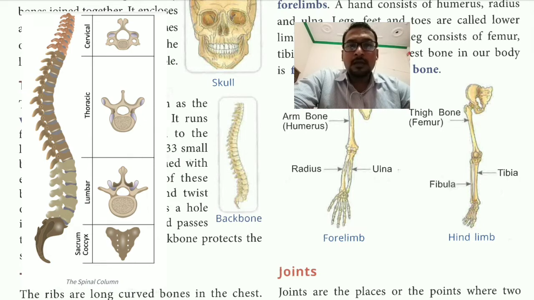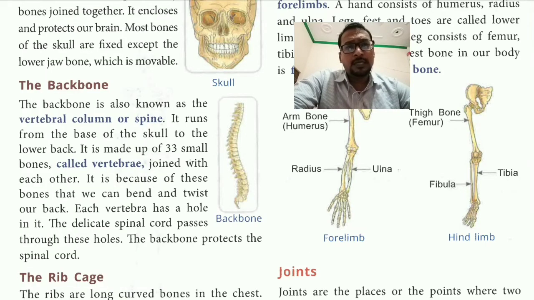Each vertebra has a hole in it. The delicate spinal cord passes through these holes. What is the spinal cord? The spinal cord is a bundle of nerves, also called the mini brain, which we will study in the nervous system. The backbone protects the spinal cord. So this is about the backbone.